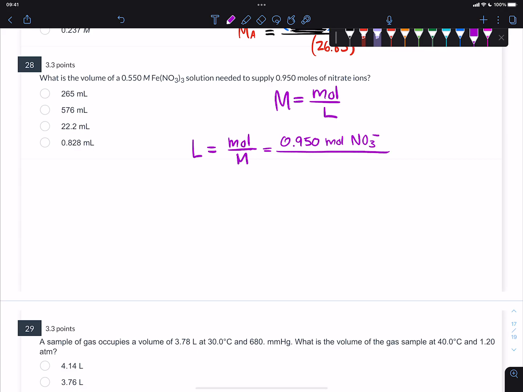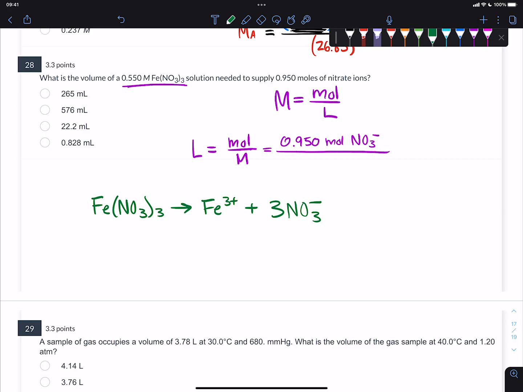And we have the molarity of the iron 3 nitrate solution here given. But remember, just like we've seen with the last example, iron 3 nitrate is going to be a strong electrolyte, so it's going to completely dissociate into 1 mole of iron 3 for every 3 moles of nitrate, based on the coefficients. So with this information, we can actually do a conversion with the stuff that we have from here.